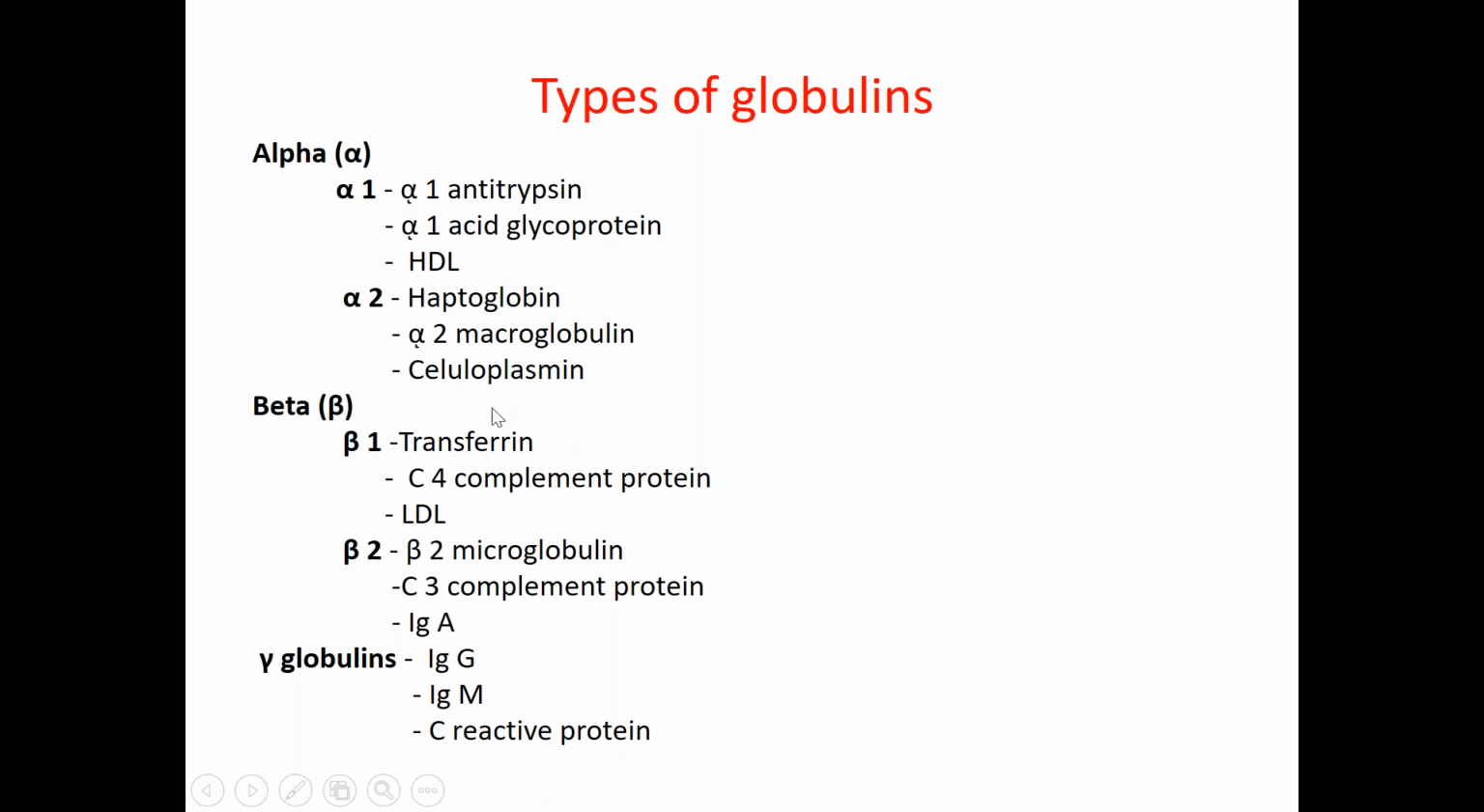And transferrin is a negative acute phase reactant, which means there will be a decrease in the level of transferrin in case of infection, inflammation. And beta 2 globulin consists of beta 2 microglobulin, C3 complement protein, and IgA. And lastly, the heaviest one, gamma globulin, consists of IgG, IgM, and C reactive protein. C reactive protein is one of the acute phase reactants. So this alpha, beta, gamma globulin is in order of the electrophoretic mobility in agarose gel.